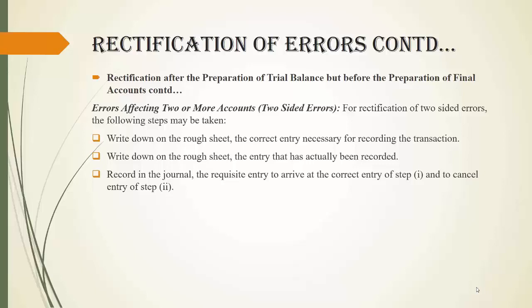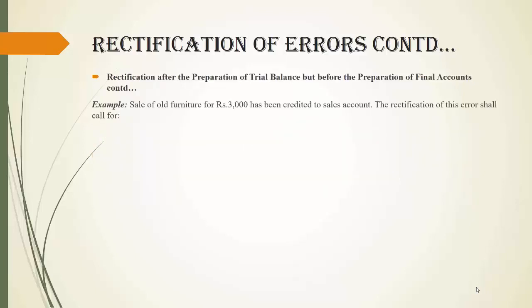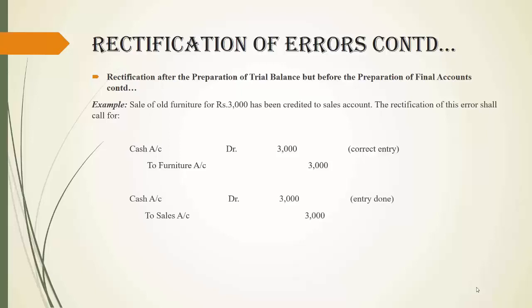Let's understand these steps with the help of an example. For example, sale of old furniture for rupees 3000 has been credited to sales account. The rectification of this error will be done as follows. Simply apply the three steps. First, do the correct entry, then do the wrong entry, and third, do the rectifying entry. Starting with the correct entry, as furniture account has to be credited but the sales account has been wrongly credited, first do the correct entry, that is cash account debit to furniture account rupees 3000, which is the correct entry. Then do the wrong entry, that is cash account debit to sales account rupees 3000. This is the wrong entry which has been done.